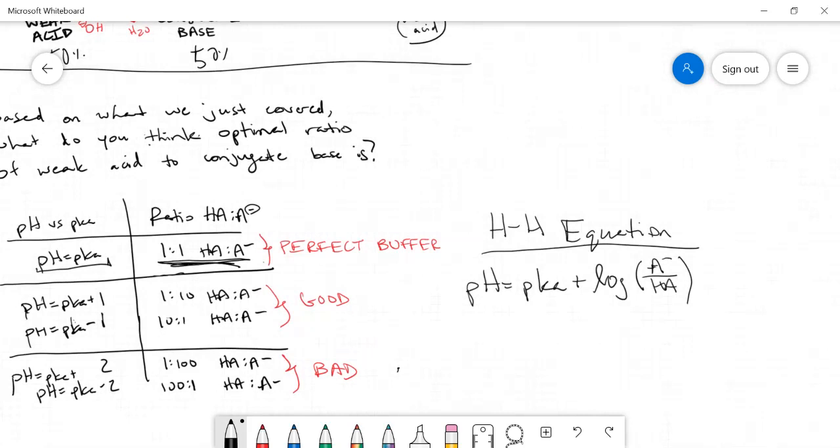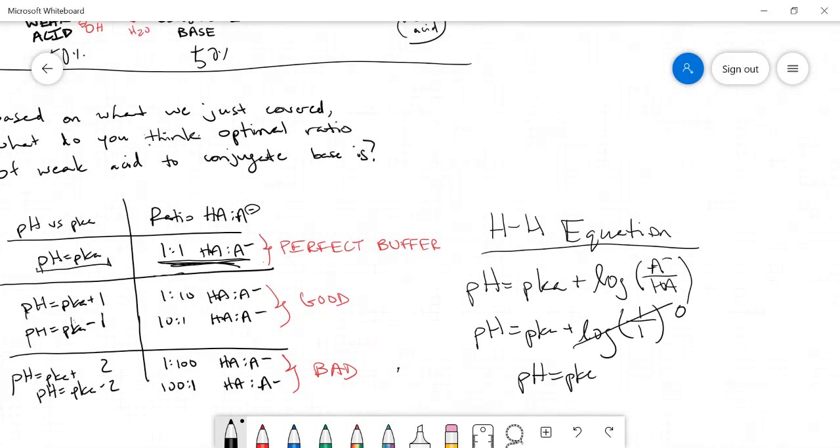So let's just prove that to ourselves. If I plug in over here, pH equals pKa plus the log of the ratio of conjugate base to weak acid, and because I know I have a 1-to-1 ratio, I'm going to go 1 over 1. The log of 1 over 1 is going to be 0. So notice how my pH equals my pKa when I have my perfect buffer.